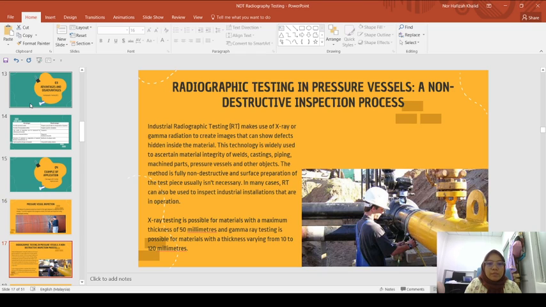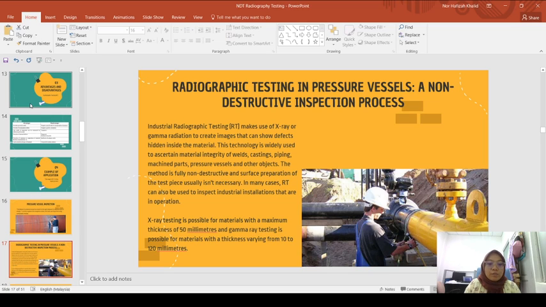Industrial radiography testing makes use of X-ray or gamma ray radiation to create images that can show defects hidden inside the material. This technology is widely used to ascertain material integrity of welds, casting, piping, machine parts, pressure vessel, and other objects. The method is fully non-destructive and surface preparation of the test piece usually isn't necessary. In many cases, RT can also be used to inspect industrial installations that are in operation.